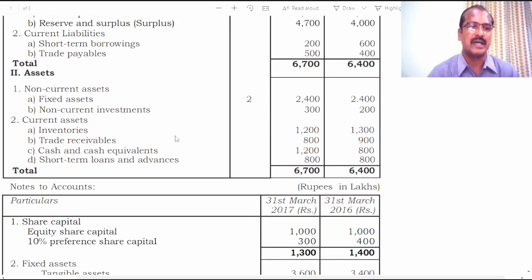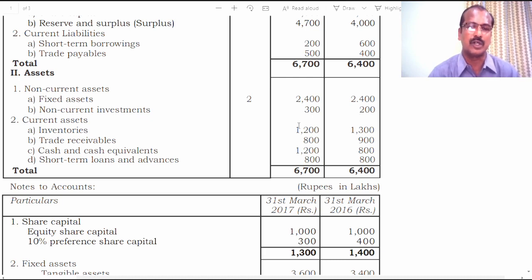Now let's look at the asset side. Non-current assets have two items, under which you find fixed assets first. The details of fixed assets are presented in the problem according to note number 2. The opening is 2,400 and closing is also 2,400. Non-current investments, you find 200 opening and 300 closing.